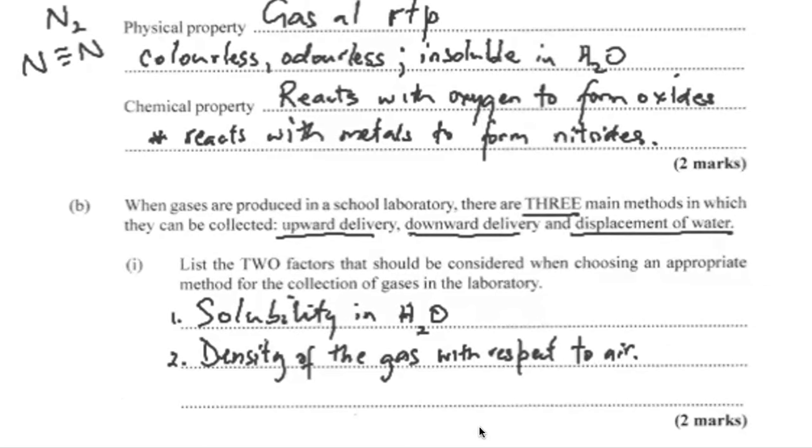So if it's a gas that is more dense than air, we're not going to use upward delivery because that gas is going to fall. And we also need to think about the reactivity of the gas with the drying agent that we're using. We could say the pH of the gas. If we're going to be making a gas that is, let's say, acidic, we could not use something that's basic to dry it. We couldn't use a basic drying agent. So I have to bear that in mind. Any two of those would give us the marks.